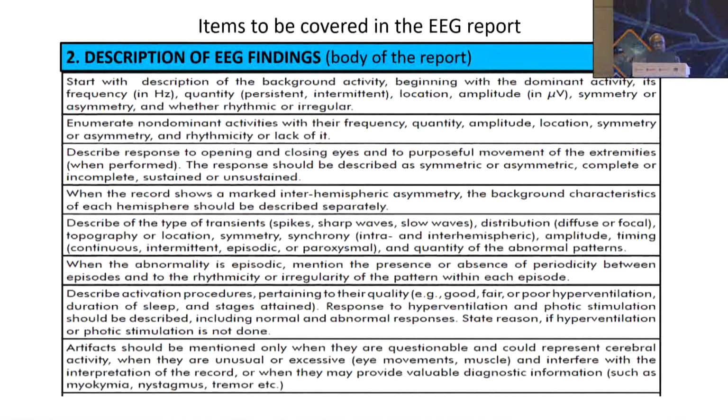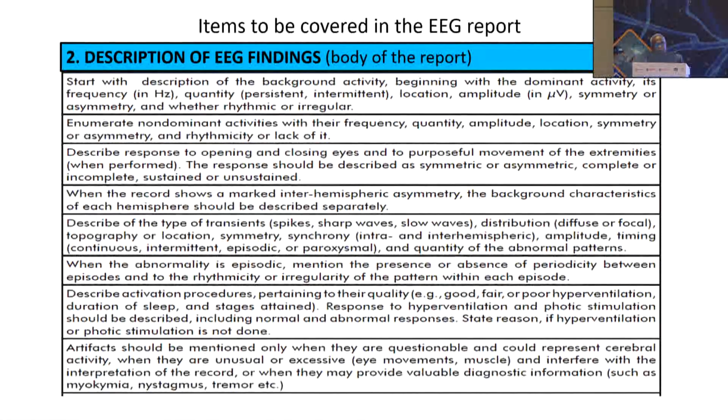The items to be covered in the EEG report were already stated through the 5 steps which we went through. That means initially you describe the background activity, then you describe the transients, the eye-opening response and the hyperventilation. Everything was covered there, and whether the abnormality is episodic or periodic and other things. Describe the activation procedures in detail, and artifacts need to be mentioned if they are suspicious or you are unable to conclude, but otherwise routine artifacts need not be described.